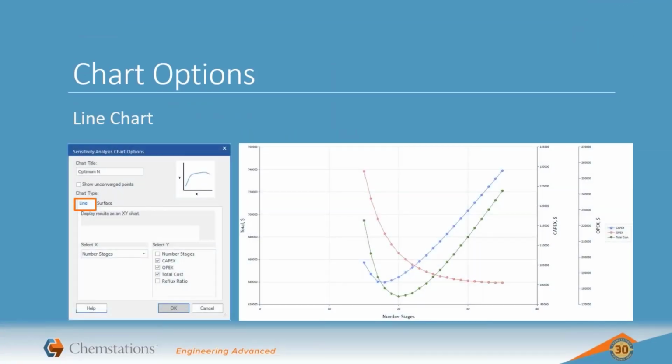In sensitivity, we can visualize the results using three types of charts. A line chart is just an XY chart, where one or more recorded variables are plotted in 2 dimensions to show the effect of changing one independent variable.